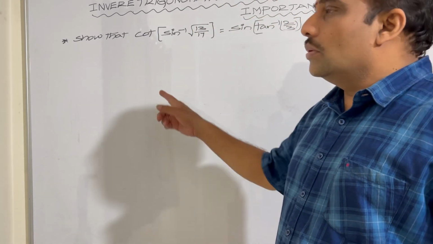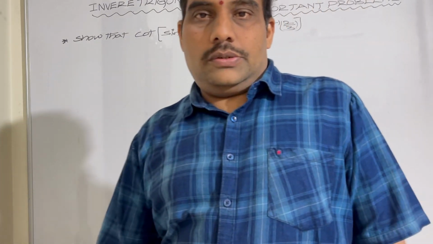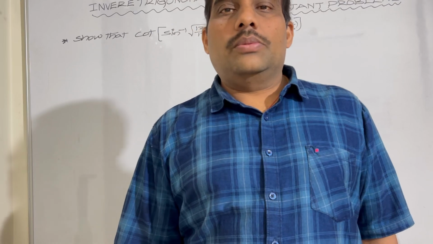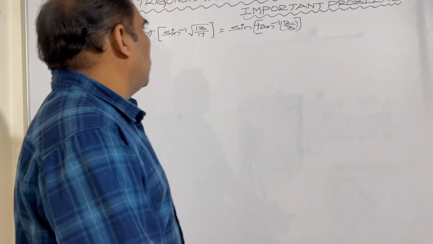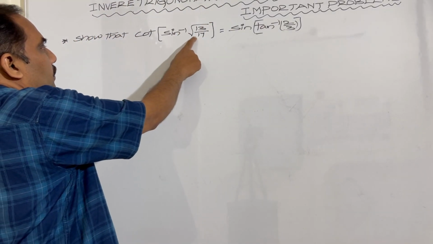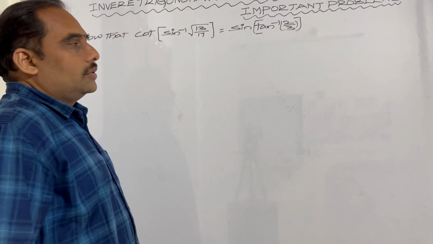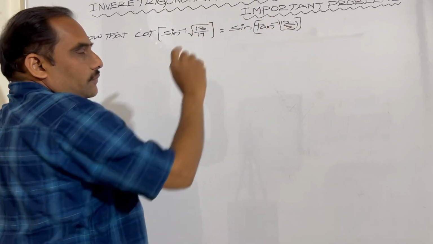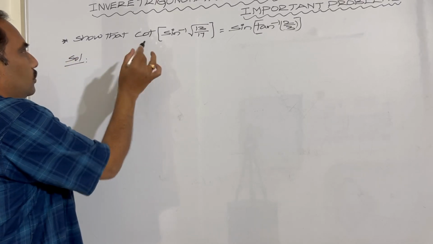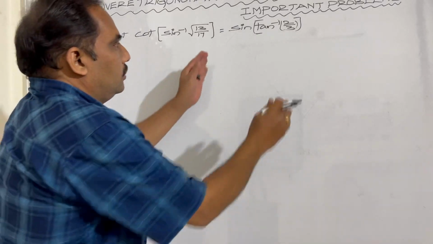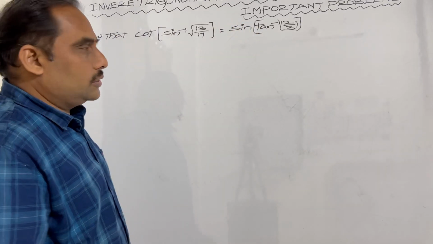Now in this video we are discussing inverse trigonometric functions, important problems for final examinations. Now the question is: show that cot of sine inverse of root 13 by 17 is equal to sine of tan inverse of 2 by 3. In the solution, this is the LHS and this is the RHS. We have to prove that LHS is equal to RHS.